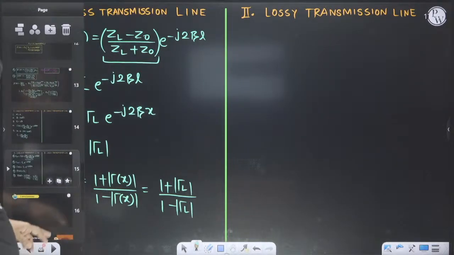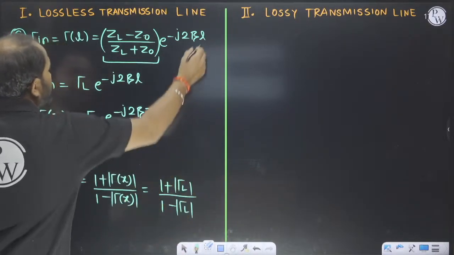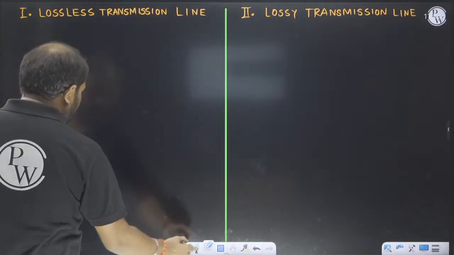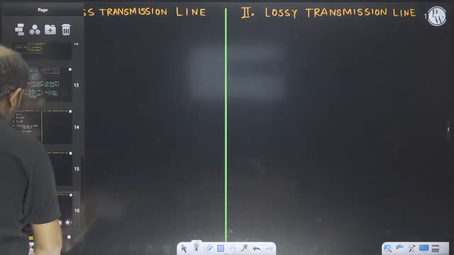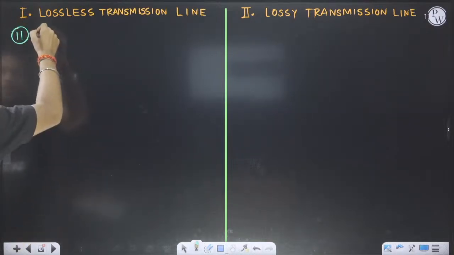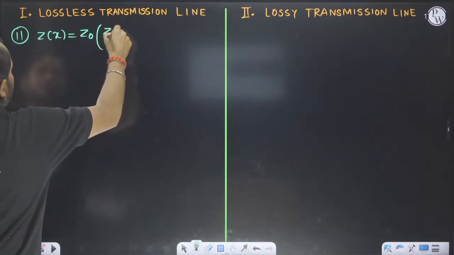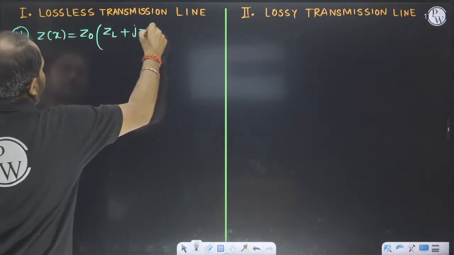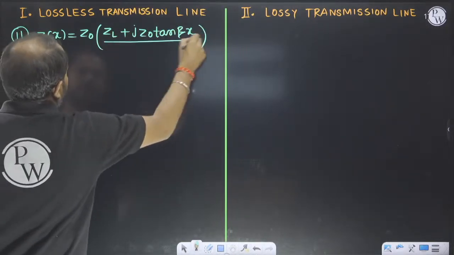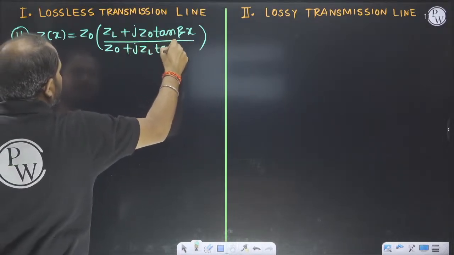Then after, what will we discuss? We will discuss impedance. So for the 11th point, impedance, what will it be? Impedance Zx is equal to Z0 times (ZL plus jZ0 tan beta x) divided by (Z0 plus jZL tan beta x).